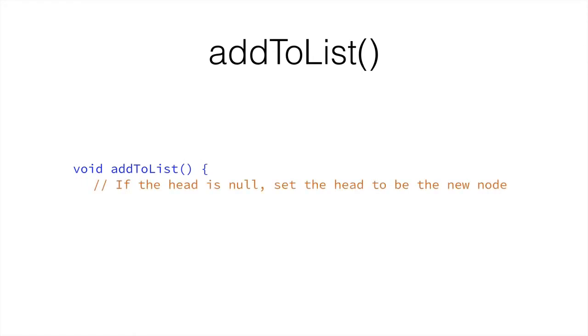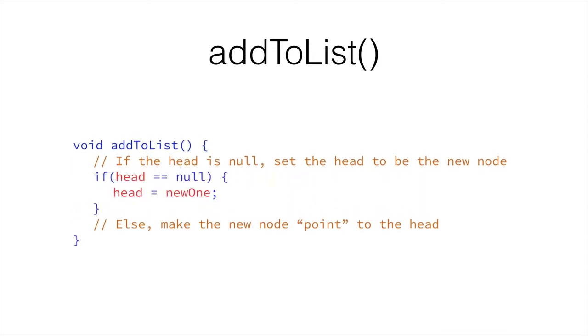If the head is null, we set the head to be equal to the new node. Else, we make the new node point to the head. Let's see what I mean with this. If the head is null, we make the head equal to the new node. As we have seen, this is because the head was previously null, didn't point to anything, our list was empty. Now we want to add the new item, so we make the head, which is the first element of the queue, equal to the node we're adding.